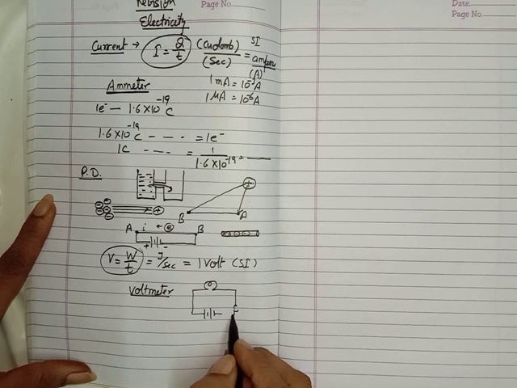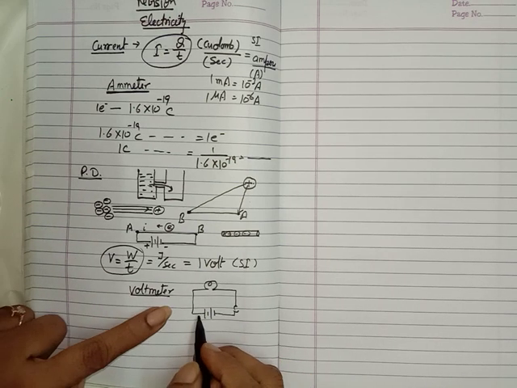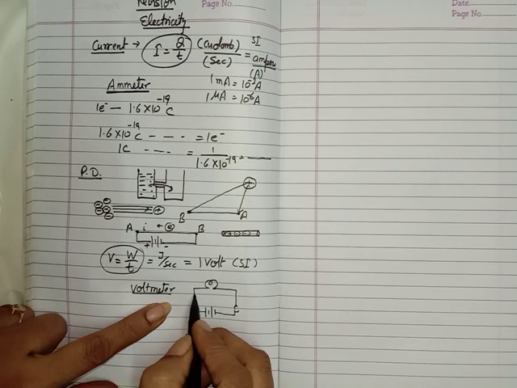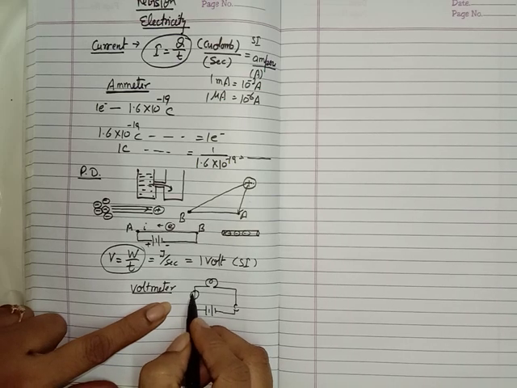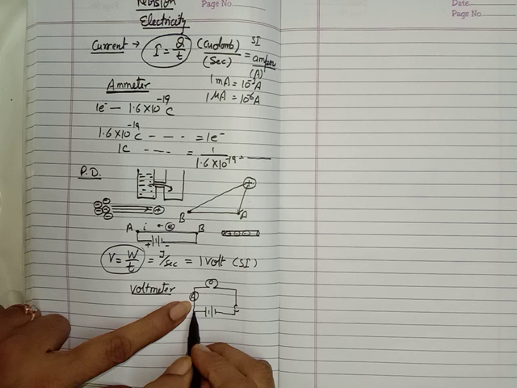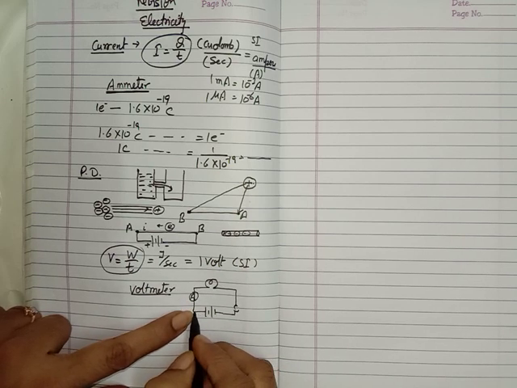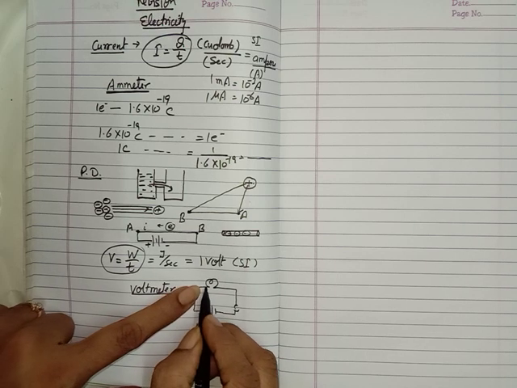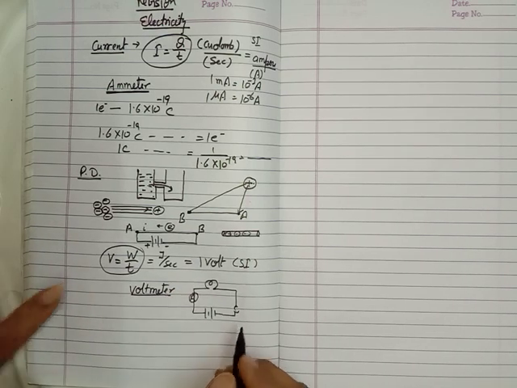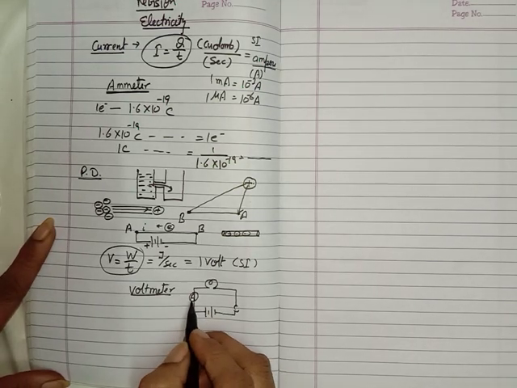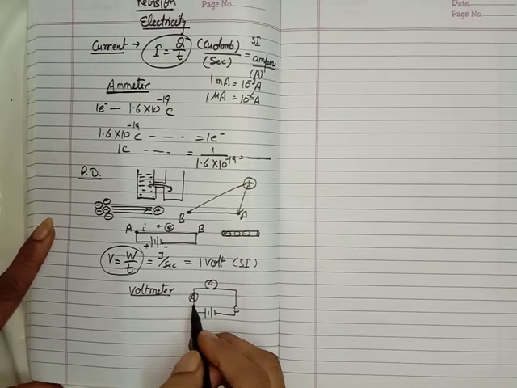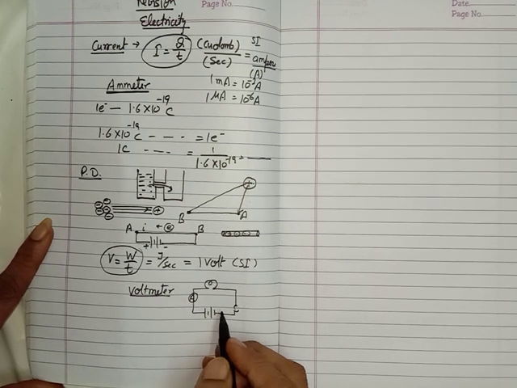Now if you want to find the current in the circuit, we have to connect the ammeter in series with this circuit. It means the ammeter has to be connected in series with this circuit. If the current is going to flow in the circuit, it will start to flow from this point to this bulb. So we have to find the current by using an ammeter, and we connect the ammeter in series with the circuit.